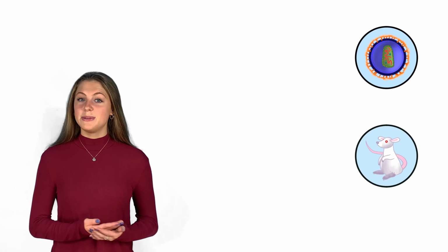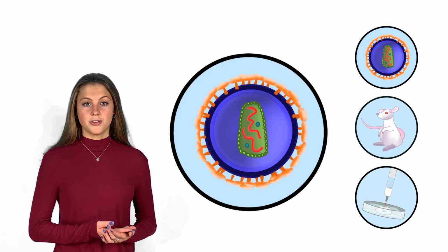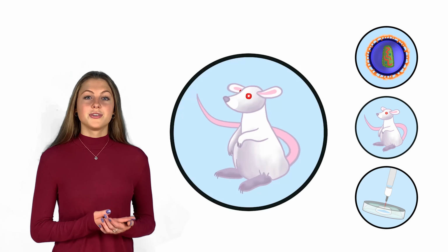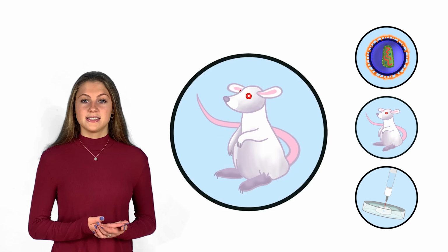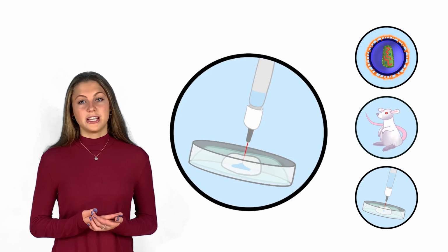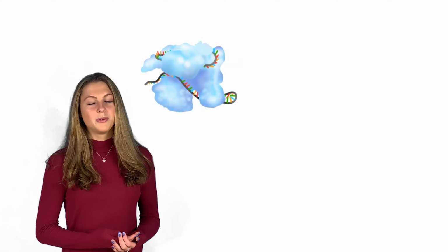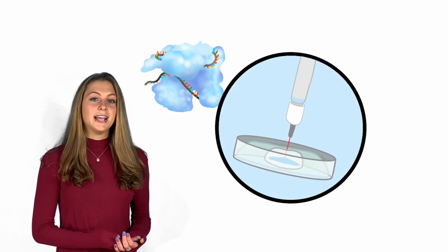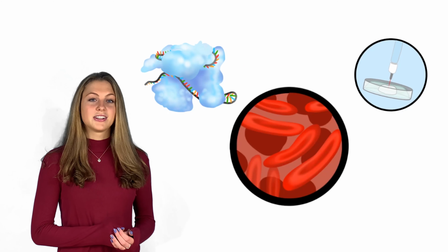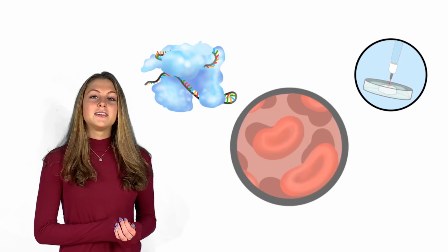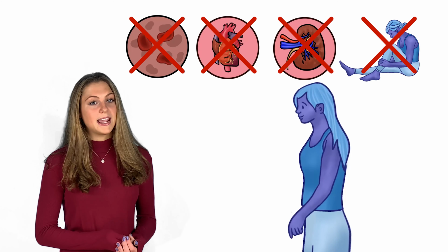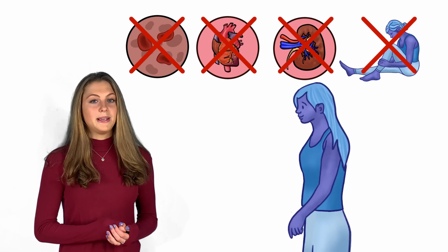CRISPR is also already being used to develop new treatments for retroviruses like HIV, to create animal models of genetic disease, and to edit immune cells to help treat cancer. CRISPR's ability to precisely edit genes also brings hope. A clinical trial currently underway is already showing some success in treating sickle cell with CRISPR. Instead of a lifetime of treatments to help minimize pain, CRISPR could someday provide patients with a cure.